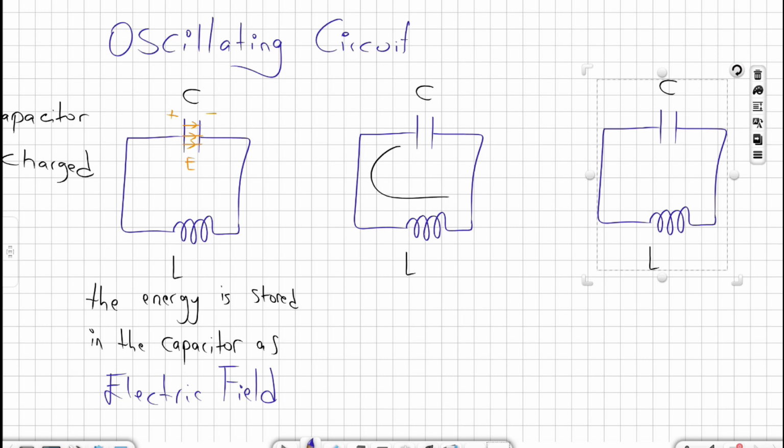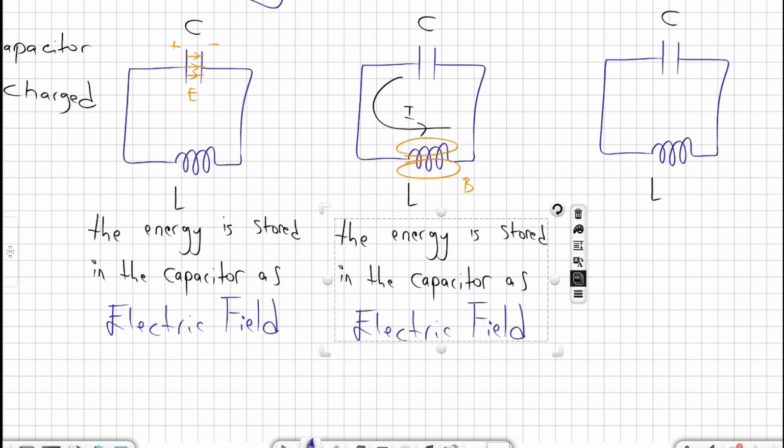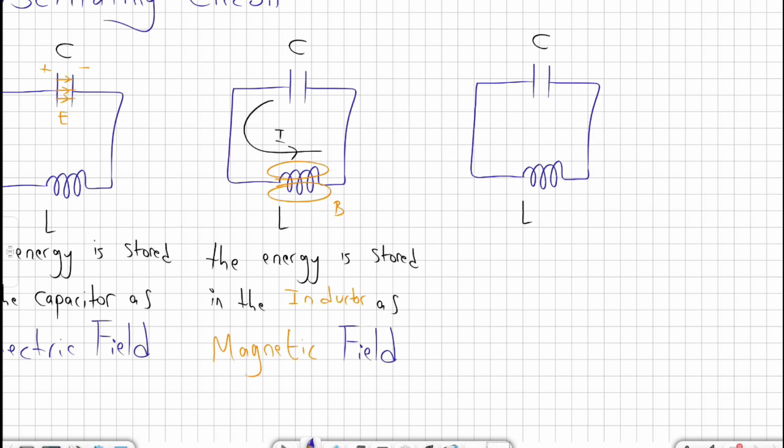As we release the system, the current will go from positive side to negative side passing through the inductor. So the energy will be converted into magnetic field because whenever we have a current in an inductor, we have a magnetic field around that inductor or the coil. And right now, the energy will be stored in the inductor as magnetic field. Because of self-induction, it will give back the energy to the capacitor, but in the opposite direction. So this time, the right side will be positive and the left side will be negative.